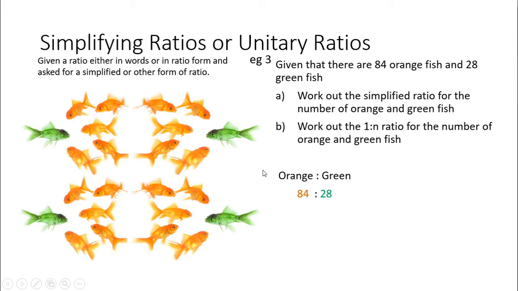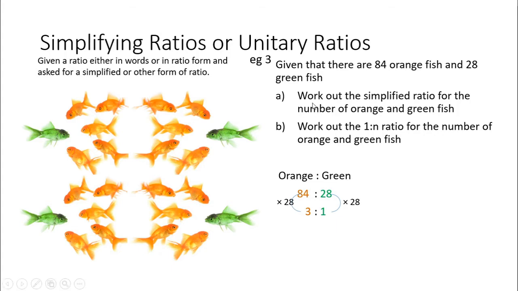Okay, so let's write our ratio first in words so that we're very clear on the order of things. The 84 were orange and the 28 were green. Work out the simplified ratio. To simplify this ratio, we simplify the same way we would simplify a fraction. We're looking for the highest common factor that we can divide both sides by. And that highest common factor is 28. 28 obviously divides by 28, and the answer is 1. And 84 divides by 28, and the answer is 3.